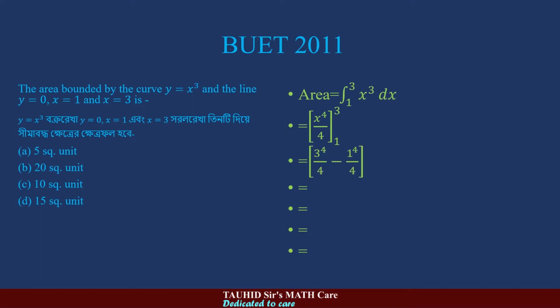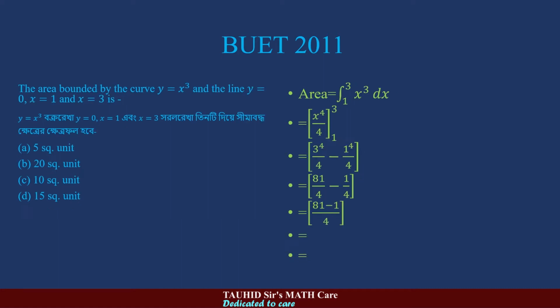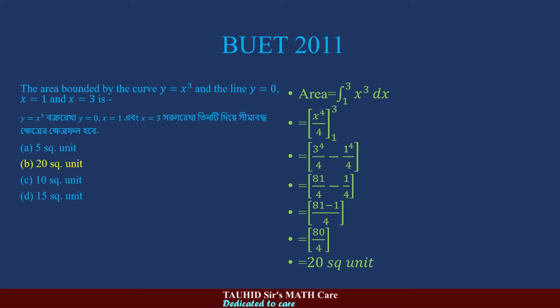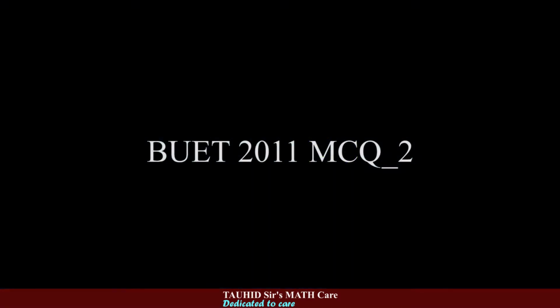And we will put those limits in place of x, therefore 3 to the power 4 by 4 minus 1 to the power 4 by 4. That means 81 by 4 minus 1 by 4 equals 80 by 4. That means 20 square unit. This is our answer. Is this value present in the options? Of course, the answer is option B. Option B is our answer.